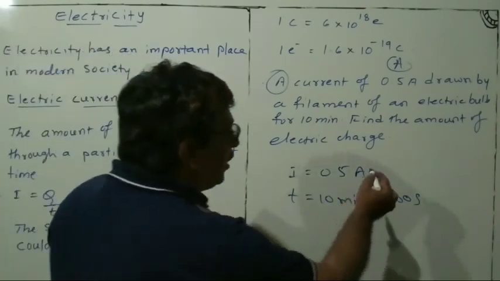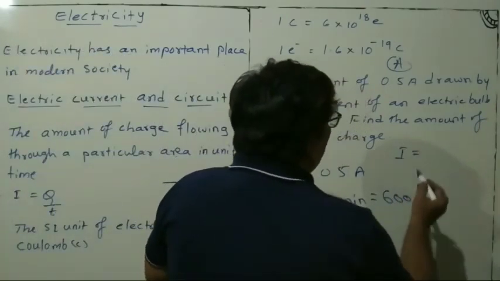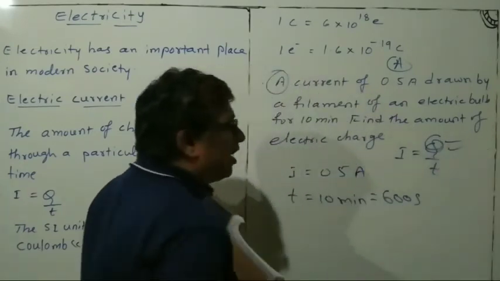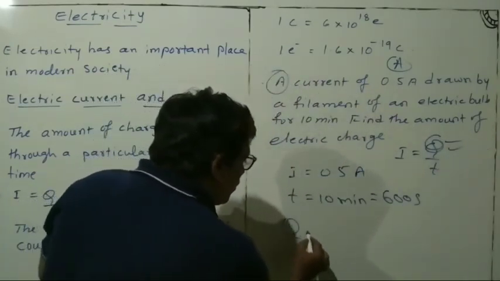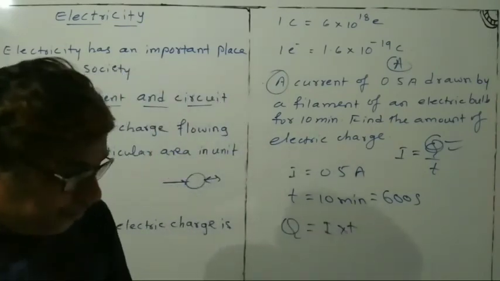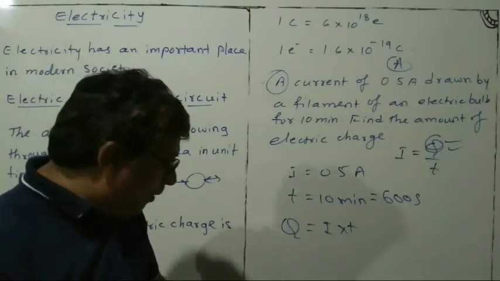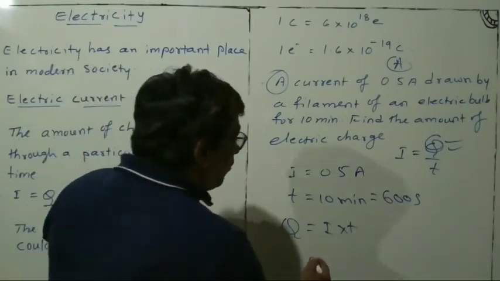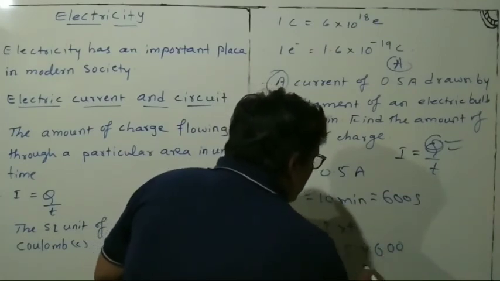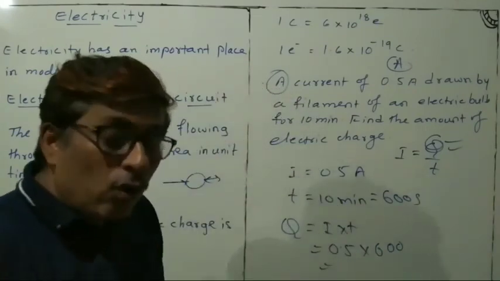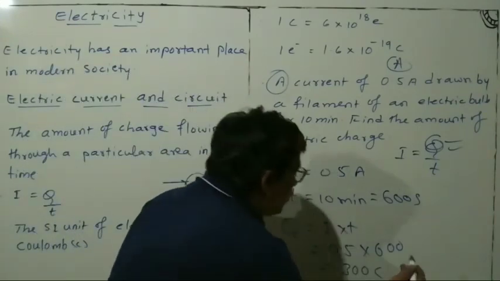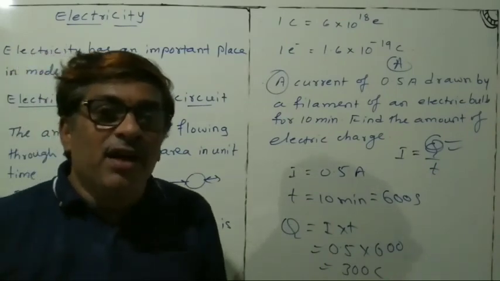You know the electric current formula: I is equal to Q upon T. Now we are finding the charge, so Q is equal to I multiplied by T. Multiply 0.5 by 600 and the answer you get is 300 coulomb. This way you can find the answer.